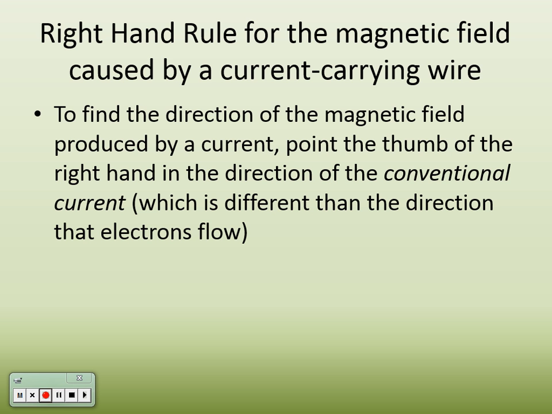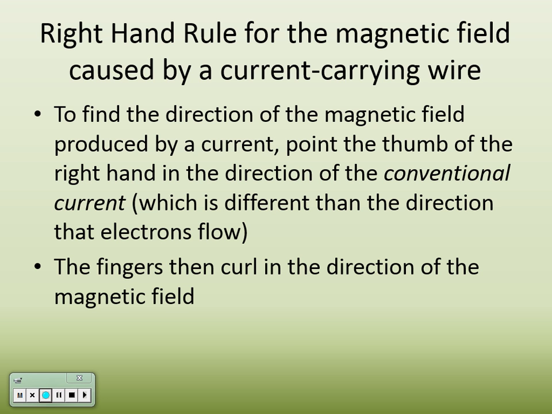So, to find the direction of the magnetic field produced by a current, point the thumb of the right hand in the direction of the conventional current, which is different than the direction that electrons actually flow. And the fingers then curl in the direction of the magnetic field. Okay? Am I missing a line there? No. Just kind of a short line. And the way the fingers curl gives us the direction of the magnetic field. The magnetic field is always circles that surround that wire. It's just a matter of which way those circles point. Are they clockwise or are they counterclockwise?